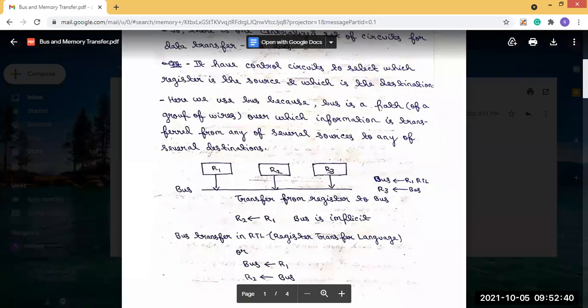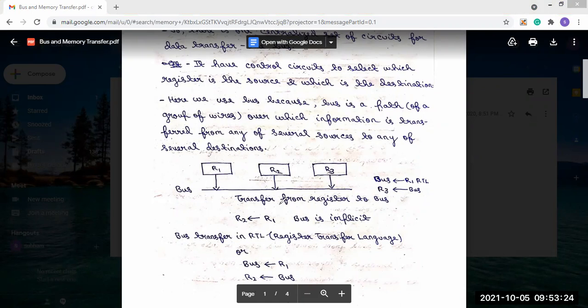In the previous class, we discussed how data is transmitted from register to register, and in the last discussion we saw transfer between registers and how it can be written in register transfer language. If you see in this diagram, there is a single bus present, and the registers R1, R2, R3, these three registers, are connected to the bus. Now, how can it be written in RTL, that means register transfer language?